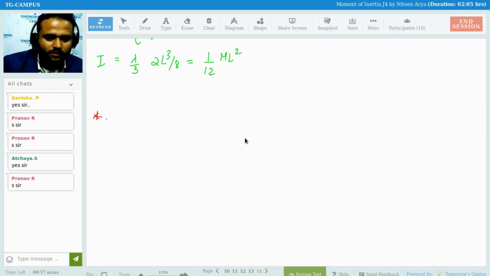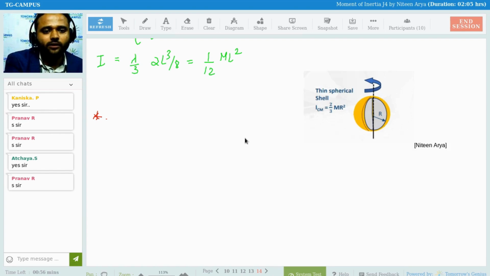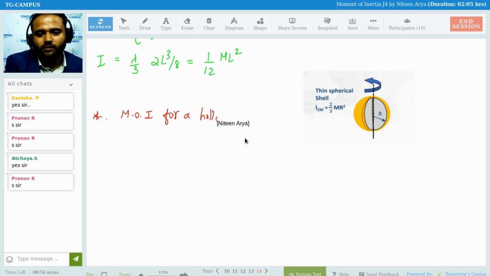Just a minute. I mean the moment of inertia of a thin spherical shell, and that is very easy. You're going to get it in a minute. So this is my shape, right? Now you can correlate it with a hollow sphere, because it is a shell. So you can rewrite this: the moment of inertia for a hollow sphere also you can write.